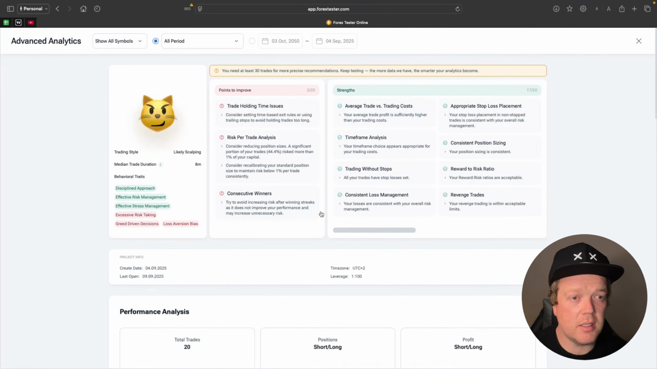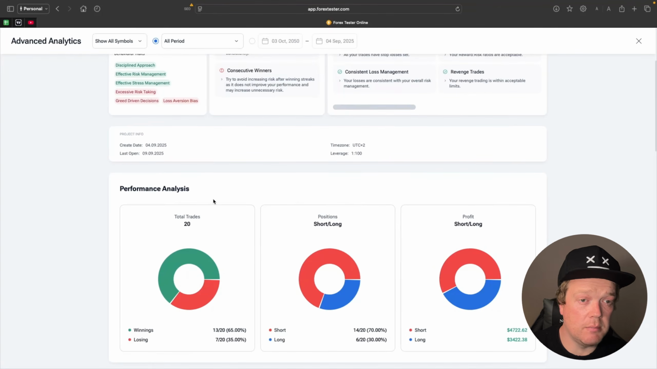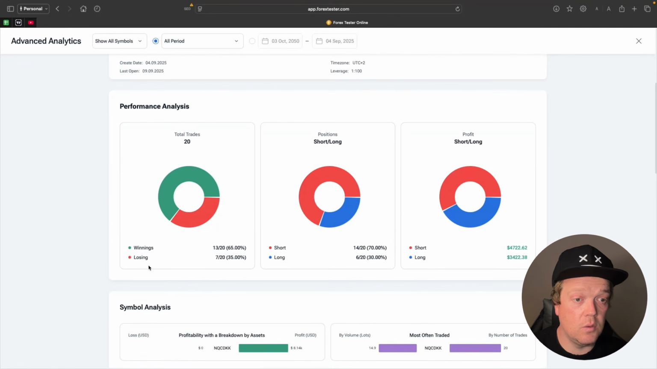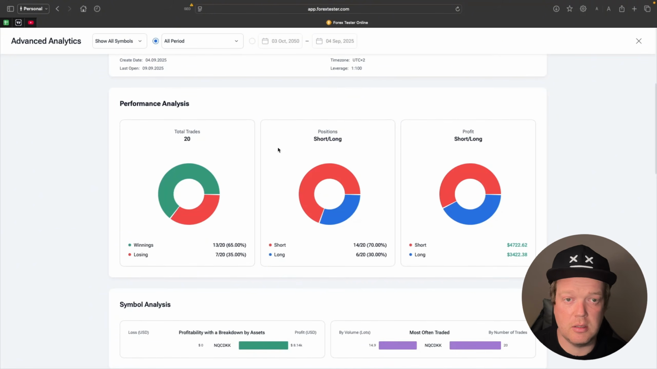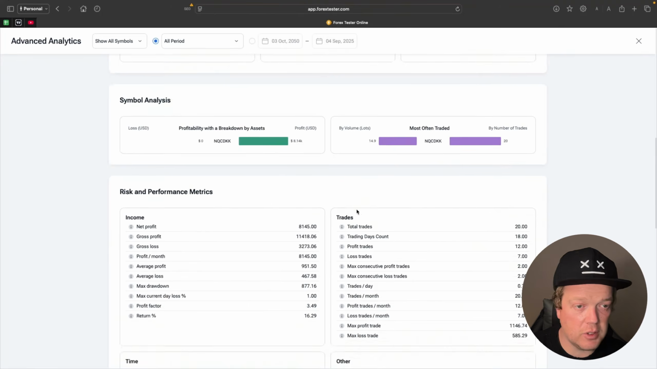All right, so here's another strategy that I have tested. I will make a video on this one as well. But here you can see this was a much better strategy than the one we did in this video. So winnings was 13 out of 20. So 13 wins, 7 losses. Our win rate is 65%. That's pretty good. Here you can see the shorts, the longs, what pair we traded, most often traded.